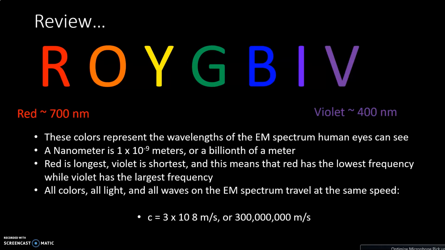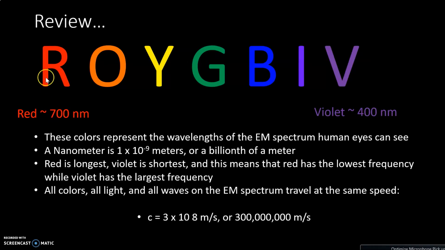We also talked about what that range was. It's from about 400 nanometers, so over here on the short end of the wavelength, short wavelength, high frequency, to 700 nanometers over on the red end. These are the longest waves and the lowest frequency. And we talked about a nanometer is 1 times 10 to the negative ninth meters. That's 1 billionth of a meter.